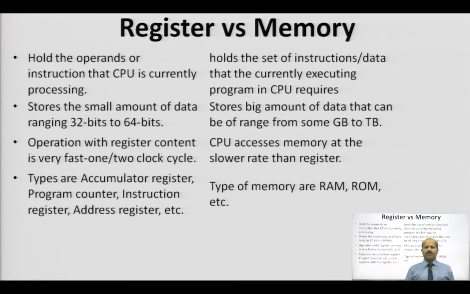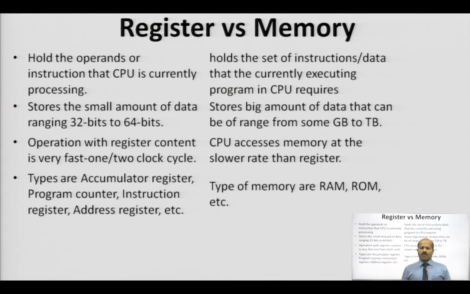The operation of register is very fast in comparison to memory. There are various examples of register like accumulator register, MAR, memory address register, memory data register, program counter register, instruction register, general purpose registers from R0 to Rn minus 1 as we have seen in last class, and examples of memory are RAM and ROM.